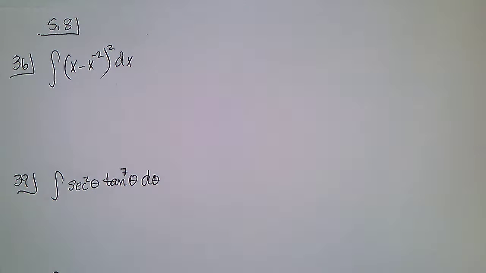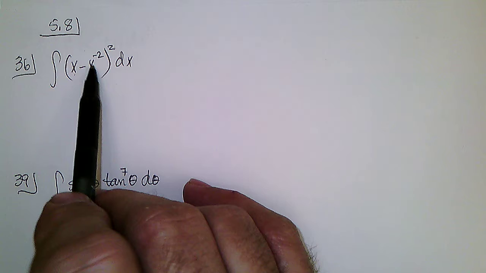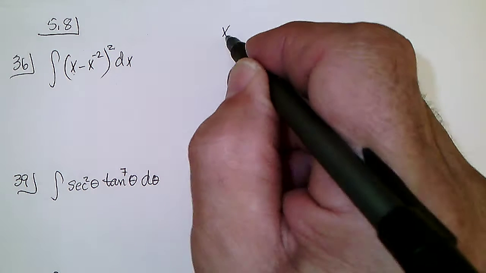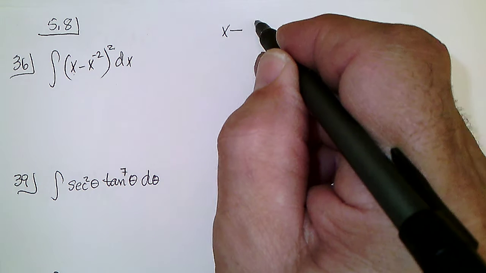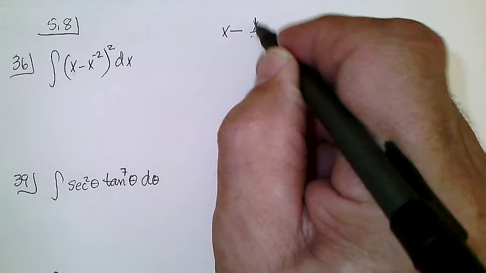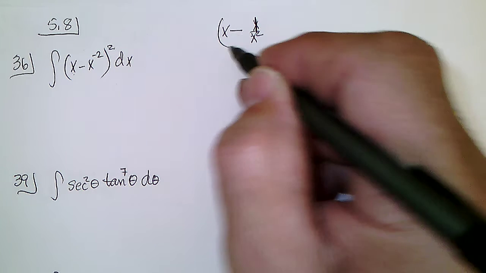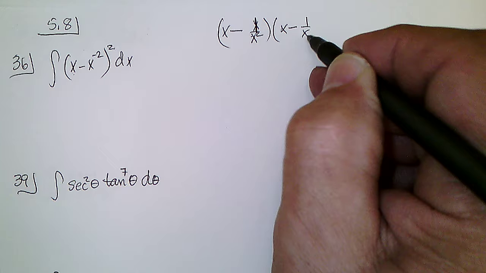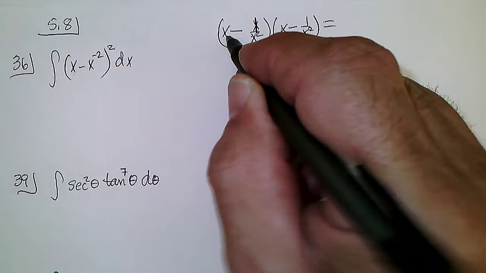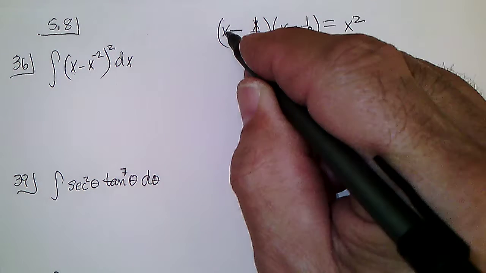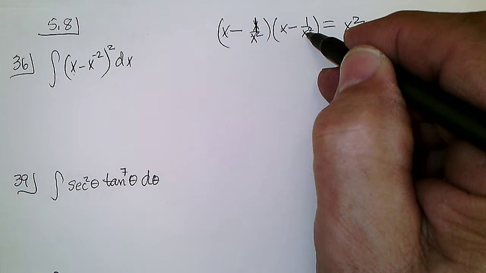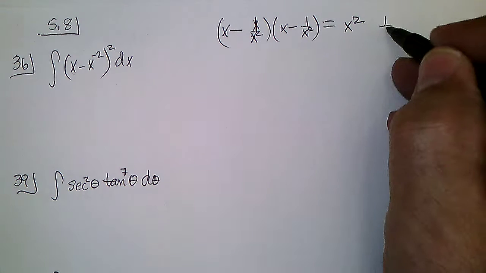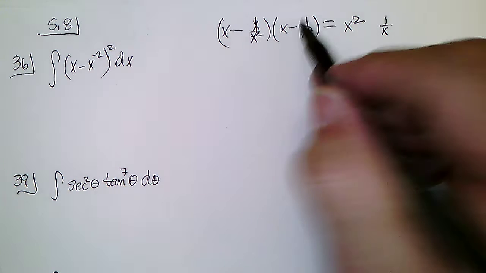Number 36. Well, we could let u be something in here, but we really don't need to. Something squared would be x minus 1 over x squared times itself, which would be x squared, and x times 1 over x squared is just 1 over x, and that would be minus.